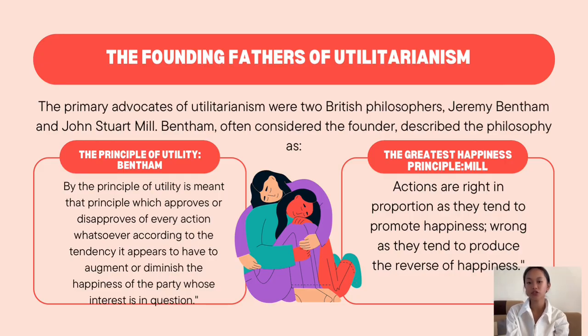Next is John Stuart Mill, who refined these ideas into what we now call the greatest happiness principle. Mill's famous rule is that actions are right if they promote happiness and wrong if they produce the reverse.